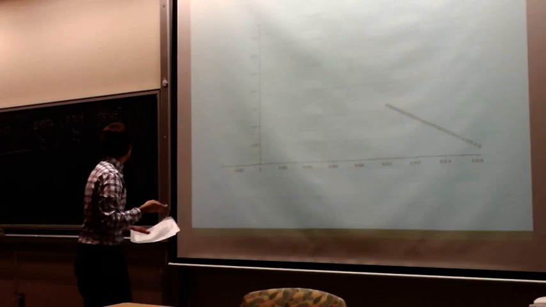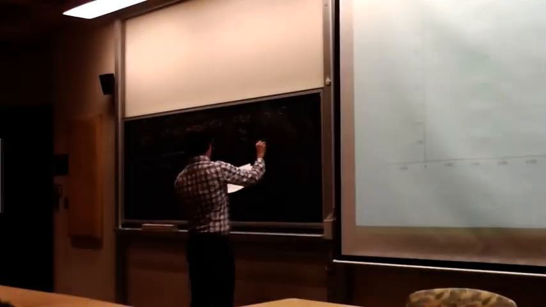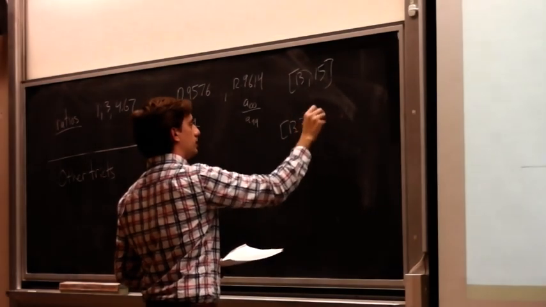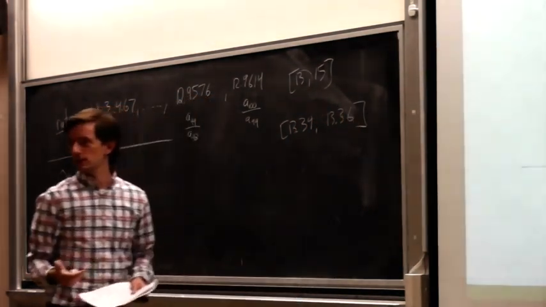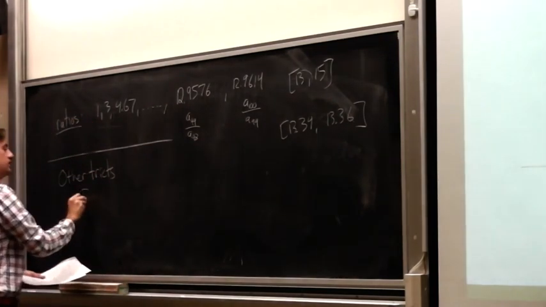So if you do that here, you get something like, I didn't write it down, but I think it's something like 13.34 to 13.36 maybe. That's another little trick. You can also use it to estimate the alpha term.